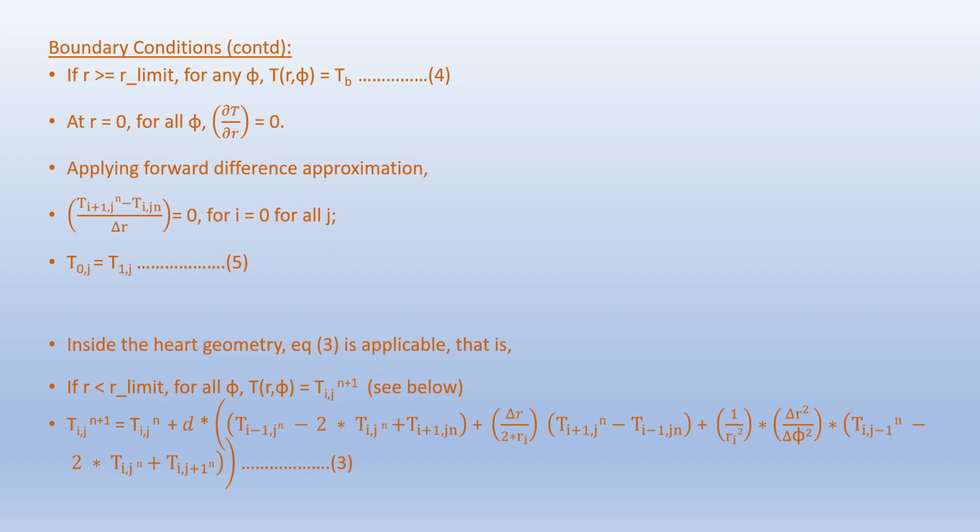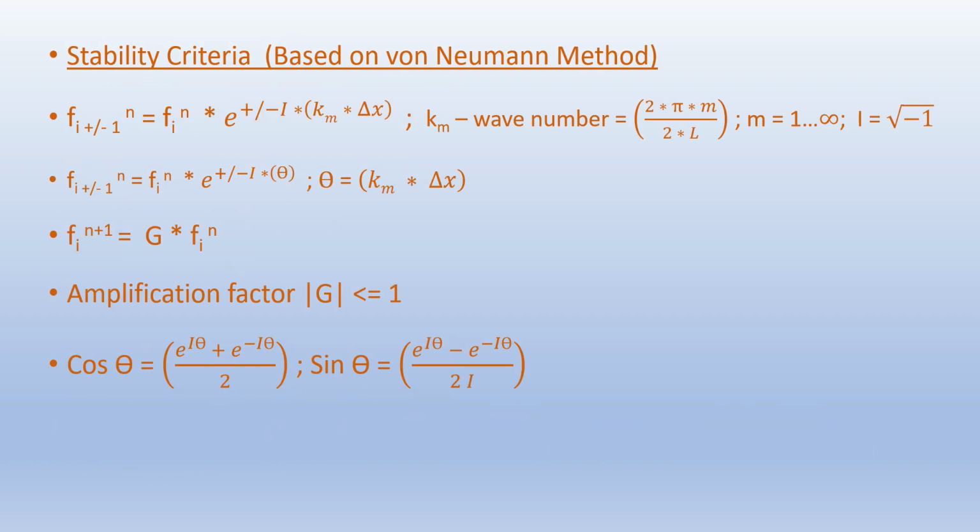Inside the heart geometry, we use equation 3. That is, if r is lesser than r_limit for all phi, T(r, phi) is equal to T(i, j)^(n+1), which we have derived earlier and is given below. So this stability criteria is a little bit involved, and we will use the von Neumann method.